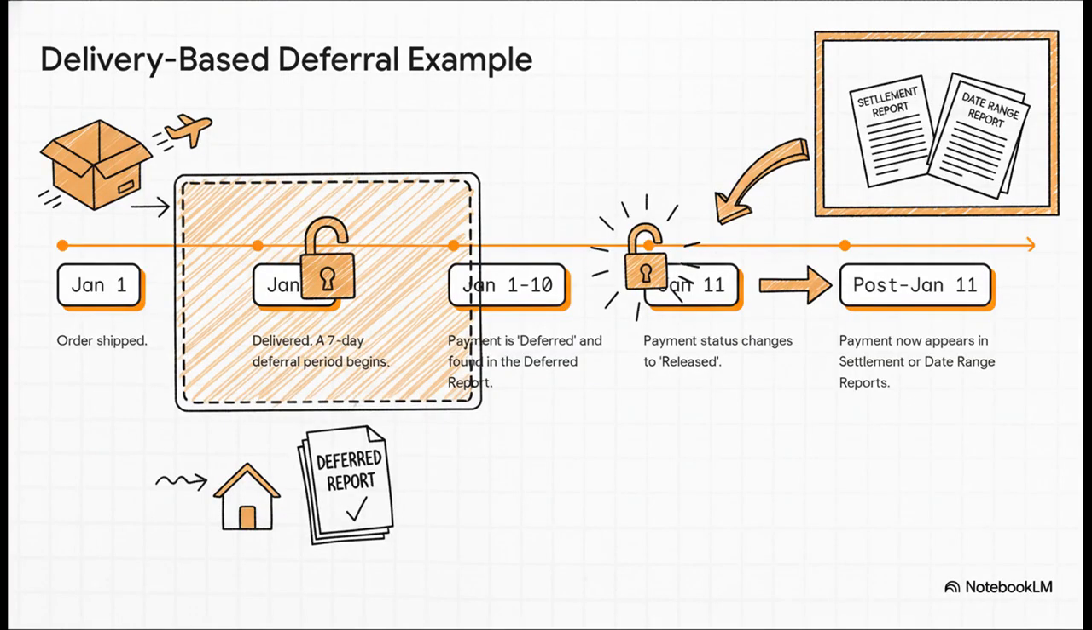Okay, let's follow the timeline. An order ships on January 1st. It gets delivered on the 4th, which kicks off a 7-day deferral. So for that whole week, its status is deferred, and it lives only in the deferred report. Then, on January 11th, the magic happens. The status flips to released. It disappears from the deferred report, and now, finally, it shows up in your regular settlement or date range reports.